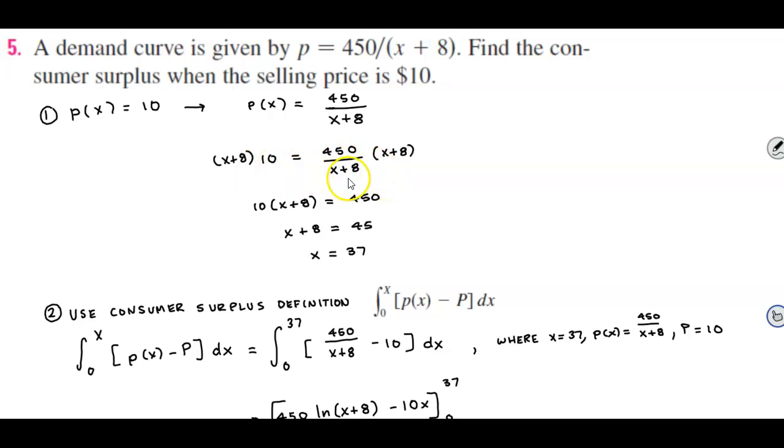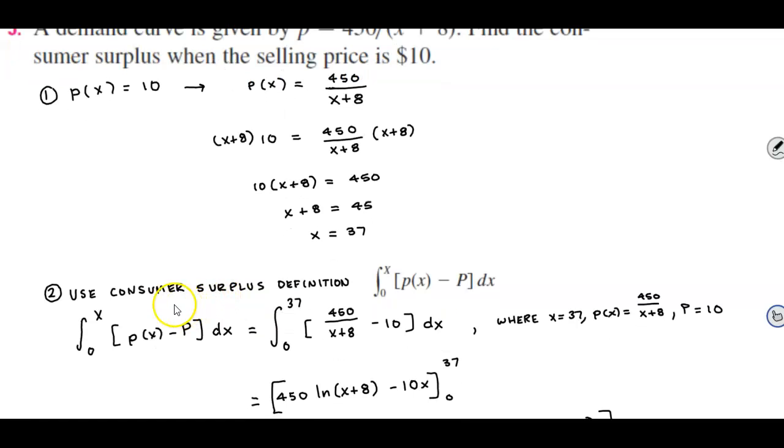In this particular equation, X plus 8 is the LCD. Simplify, we end up getting 10 times X plus 8 equals 450. Solving for X gives us 37. So now we know that the upper limit of our integral function is going to be 37.